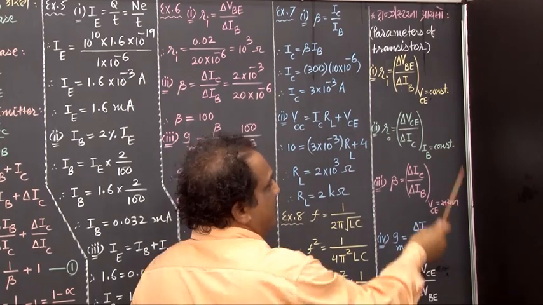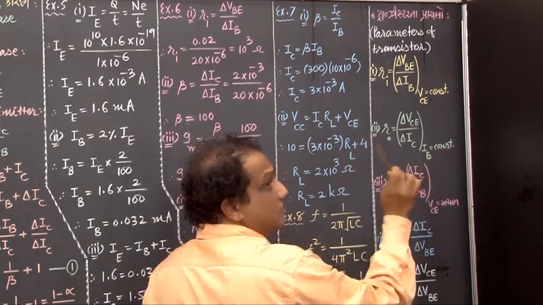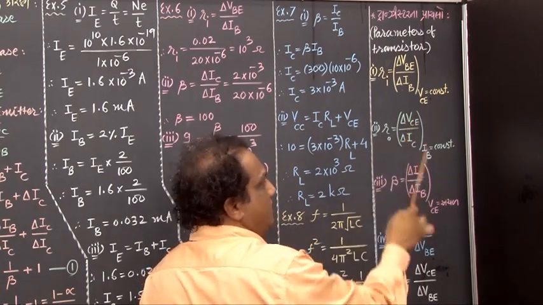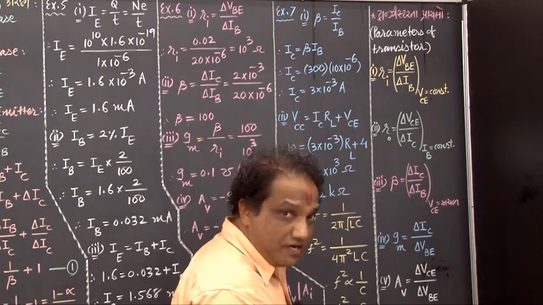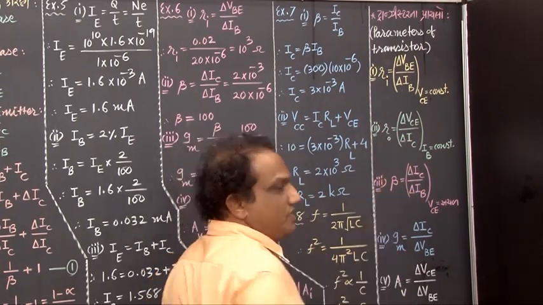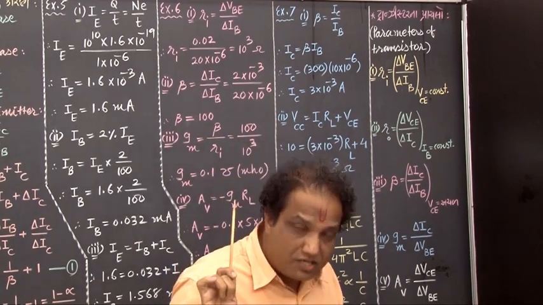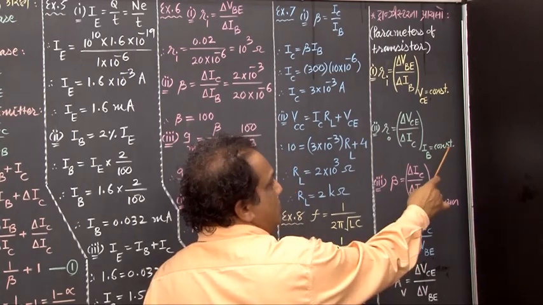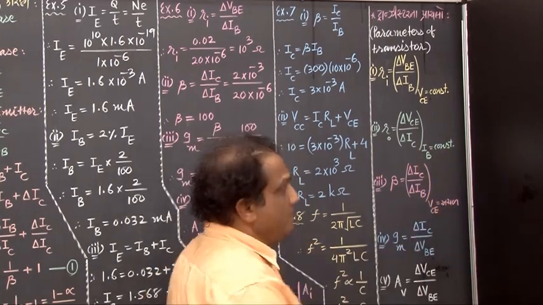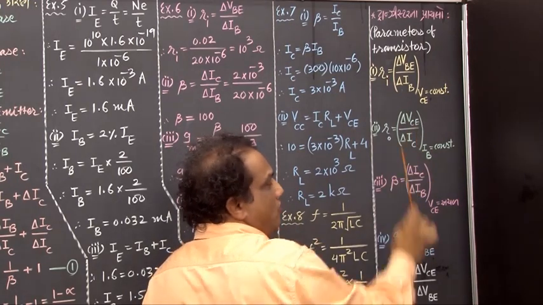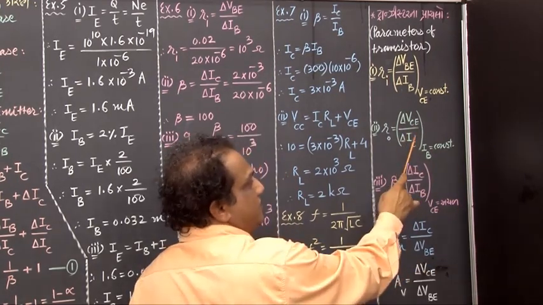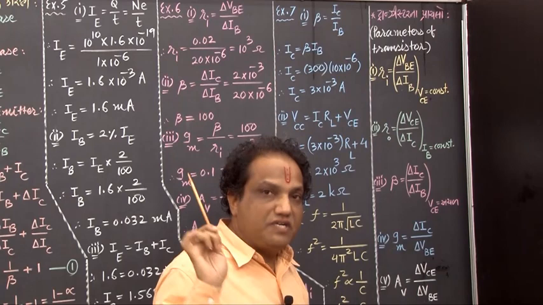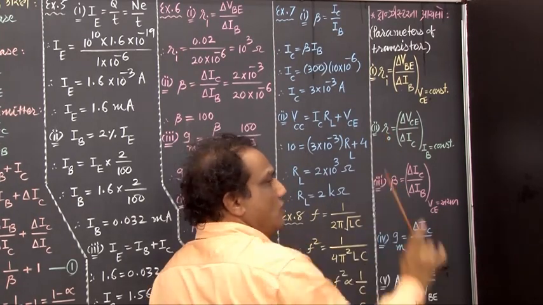Come on, define it this way. At constant base current, the ratio of change in collector voltage to the corresponding change in collector current is called output resistance of a given transistor, shown by symbol Ro. I repeat, at constant base current, the ratio of change in collector voltage to the corresponding change in collector current is called output resistance of a given transistor, shown by symbol Ro.